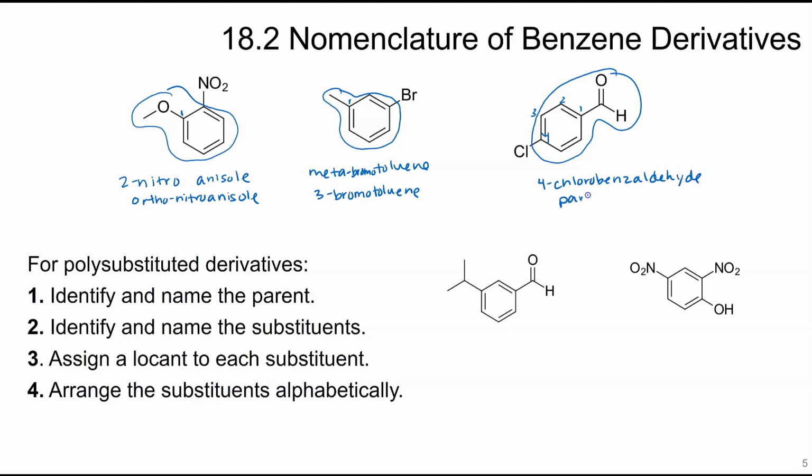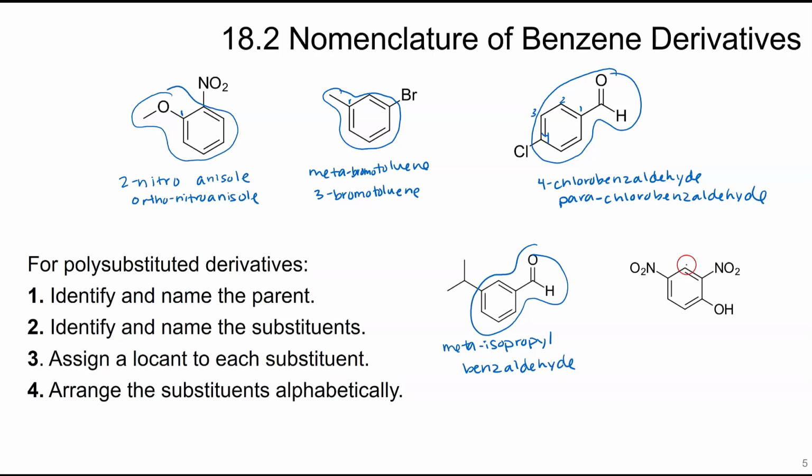Or para-chlorobenzaldehyde. And this one here, the parent there is benzaldehyde. This is meta-isopropyl benzaldehyde. If you have 3 substituents, the parent here is phenol, where this is 1, this will be 2, 4. So I have 2,4-dinitrophenol.